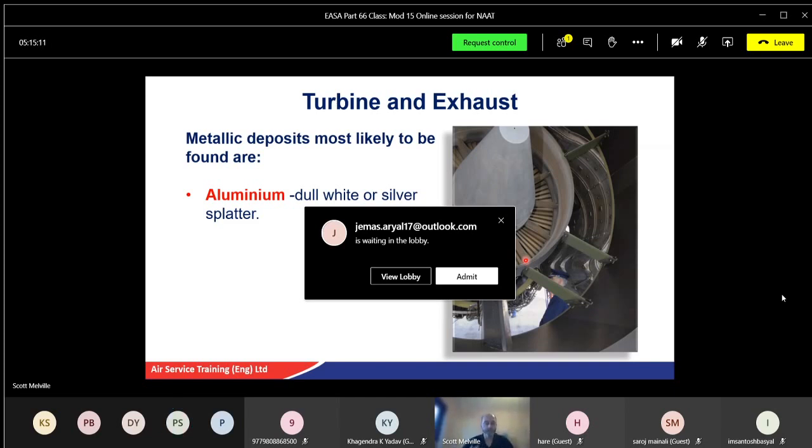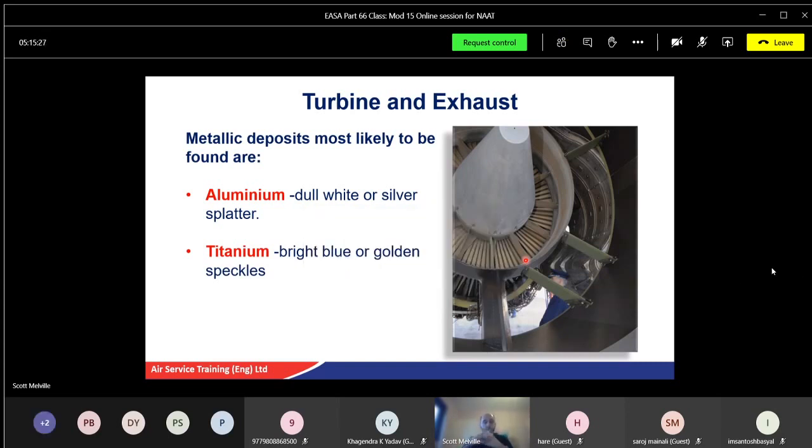That's an indication of possibly aluminium. Now that could be from hitting the casing internally, so something's been wearing down, which shouldn't be, quite shiny. If you get titanium deposits, that's usually bright blue or sort of golden speckles. That's titanium, so the turbine could be touching the titanium shroud, okay? And that can be causing problems. So again, that would have to be investigated, that would have to be boroscoped to have a look at.